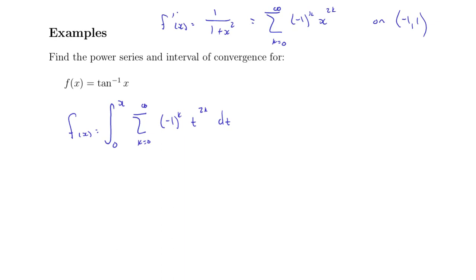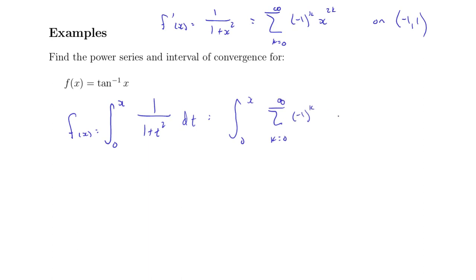So what we can do, well, actually, you know what? Maybe I'll do this first. I'll show you where this is coming from. There you go. All right, so now we've got our integral from 0 up to x of the sum from k equals 0 to infinity of negative 1 to the k t to the 2k dt.